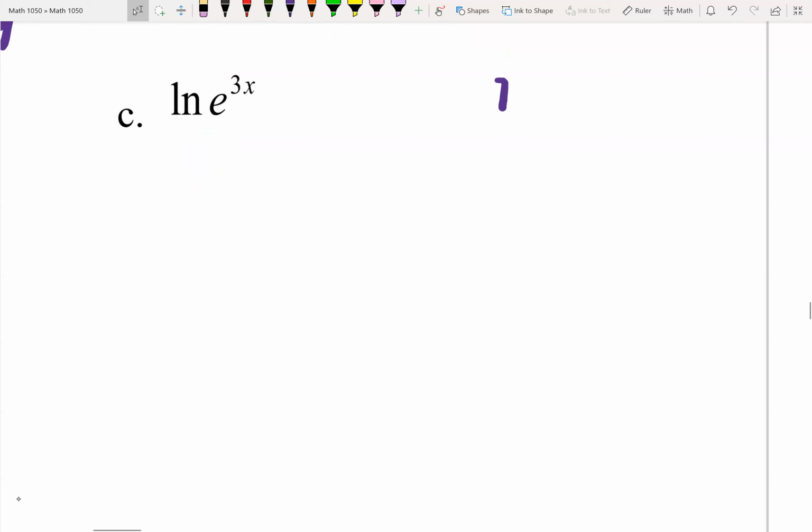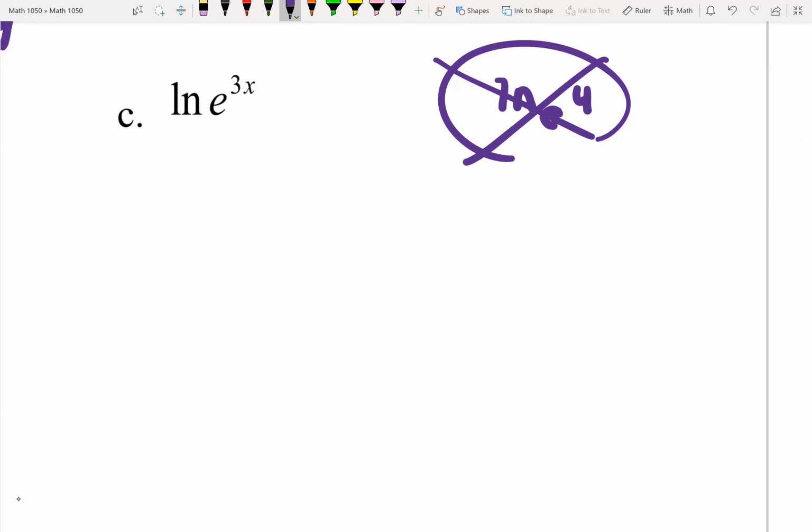Okay. You guys look at that ln. Some people do this, like ln base e of 4 or something like that. Does an ln have a base, everybody? No, it doesn't have a base. So that person's confused. But is an ln a log? Tell me that. Yes, it is. It's log base e. So let's write down log base e of e to the 3x.